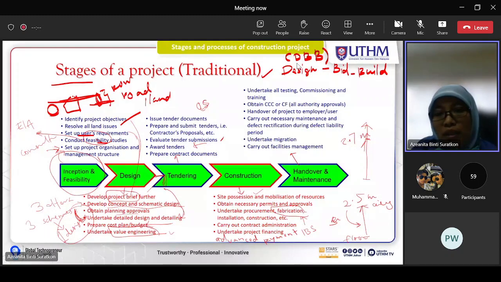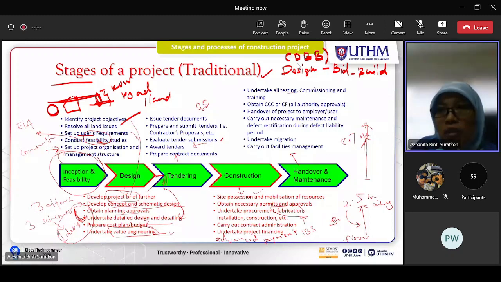Right, and then finally handover and maintenance. Okay, so before handing over the project, after completing all the construction, normally the process of testing, commissioning and training takes place.